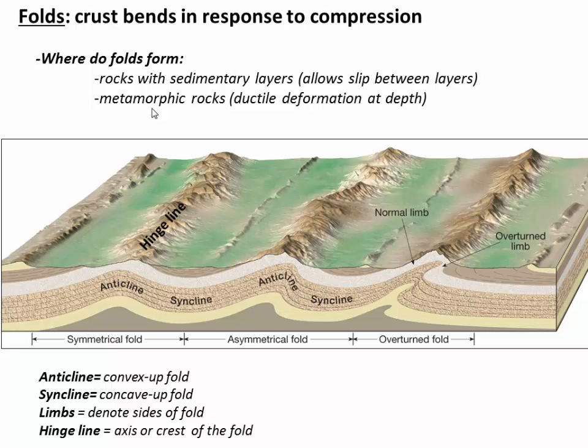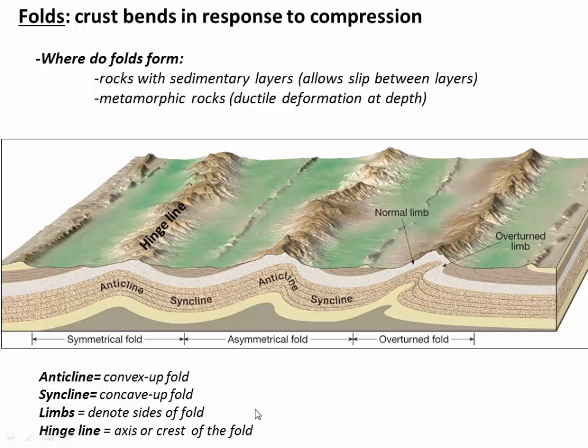It could only break. But if you have things like sedimentary rocks that have layers, those are very prone to folding because the layers are able to slide past each other and provide planes of weakness that can slip and actually accommodate folding. We also see folds forming in metamorphic rocks, and I'll show you that in a second.